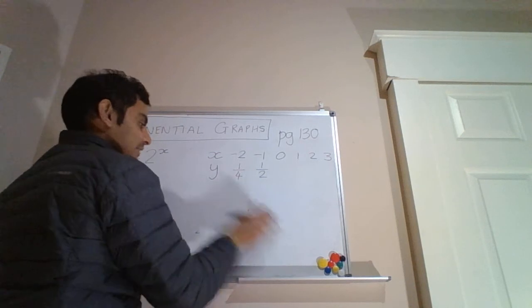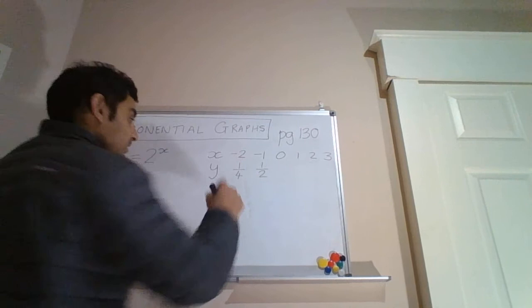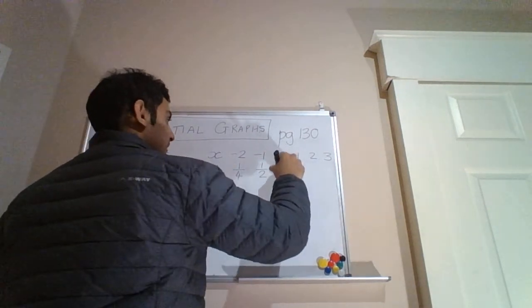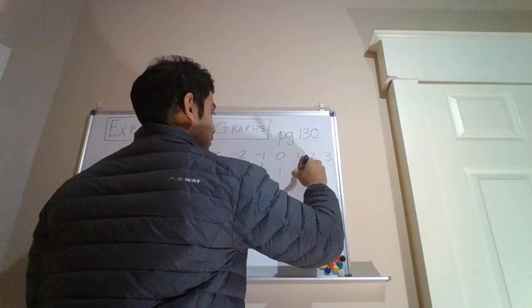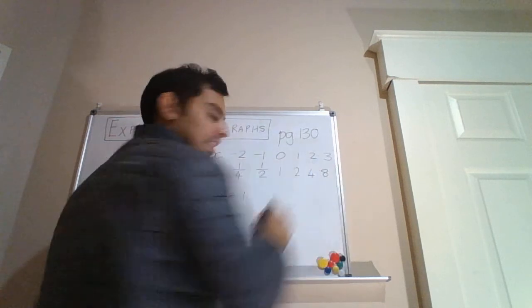The next point is easy. Any number to the power of 0 is 1. So 2 to the power of 0 is 1. Next point is also easy. 2 to the power of 1 is 2. 2 to the power of 2 is 4. 2 to the power of 3 is 8.